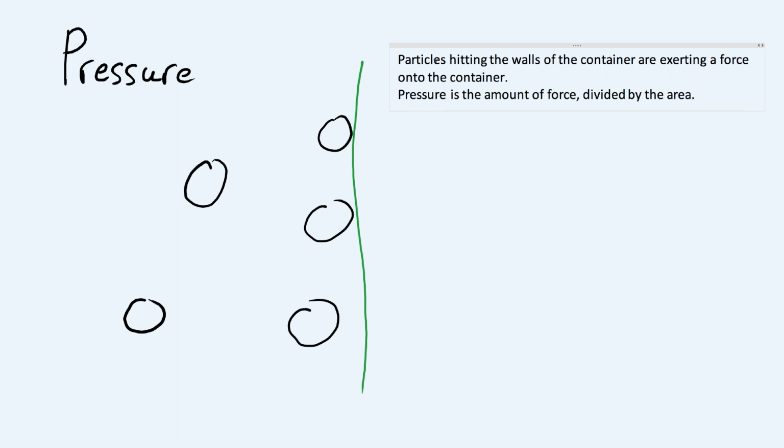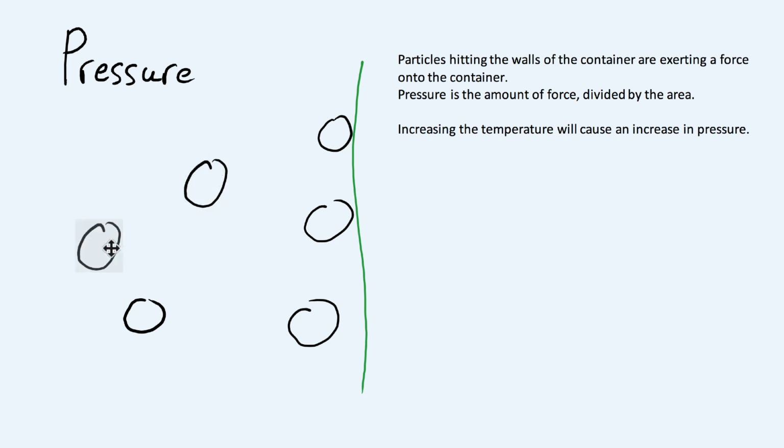And let's assume your container isn't getting any bigger or smaller. That means that as you increase the amount of force which the particles are applying onto the container, you're increasing the pressure. Now, how do you increase the force that the particles are hitting the container with? Well, what you do is you raise the temperature. So increasing the temperature will cause an increase in pressure. Why? Well, if you think about it, when you increase the temperature, these particles start moving faster, and so then boom, boom. When they hit the walls, they're hitting it with more force because they have a higher momentum.